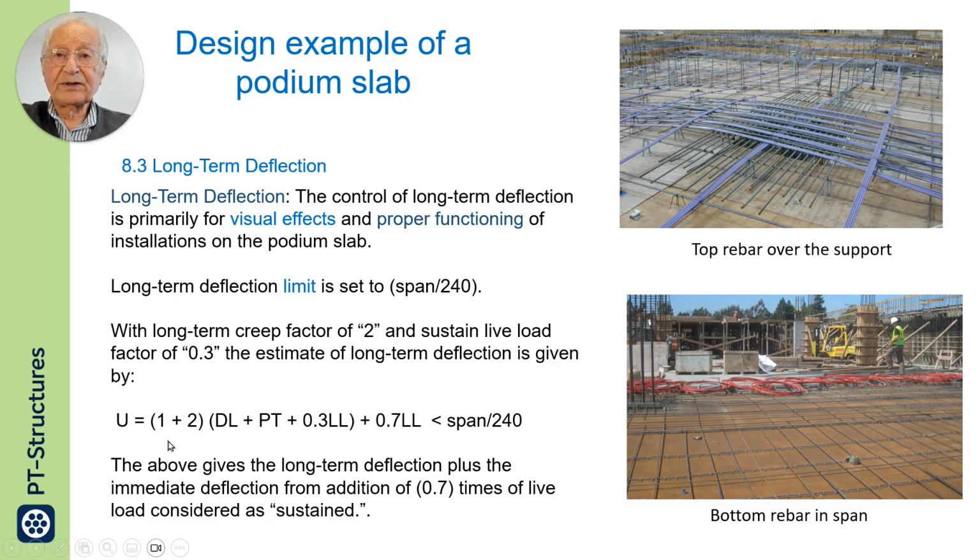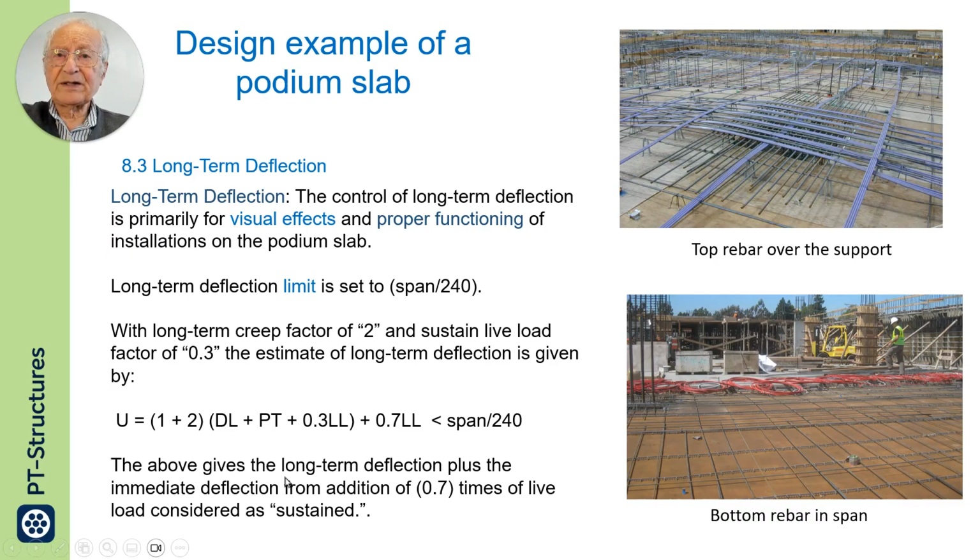The formula to use is this: 1 instantaneous, 2 long-term times dead, PT, and sustained load. This is the long-term, plus immediate, the balance of live load, 0.7 L. That should be less than span over 240.